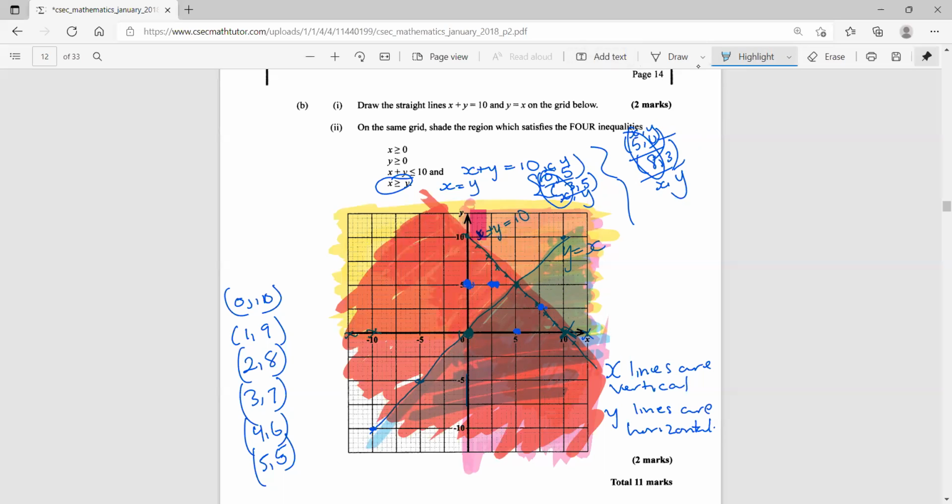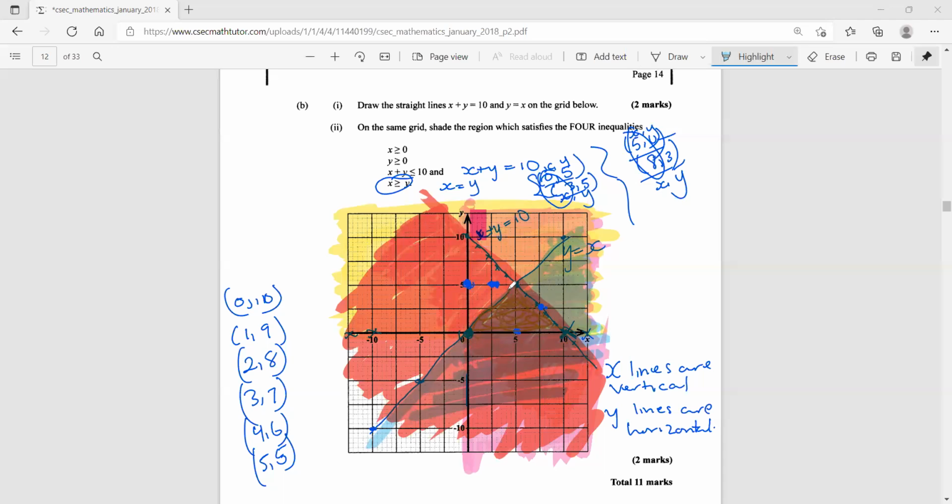Inside here? Wouldn't it be the triangle? From 0 0, we know that this is one of the points, to 10, and then to 5. So 0 inside of here, 10 and then 5 inside of here as well. And 5, 5 on top here. Correct. This is your shaded region where all of the points were inside of here.